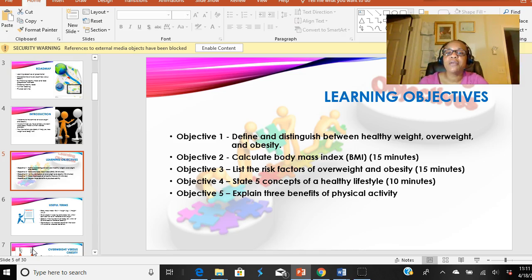Participants will be able to calculate body mass index. Number 3, they will be able to list the risk factors of overweight and obesity. Number 4, they will be able to state 5 concepts of a healthy lifestyle. And objective number 5, they will be able to explain 3 benefits of physical activity. So here goes our learning objectives.